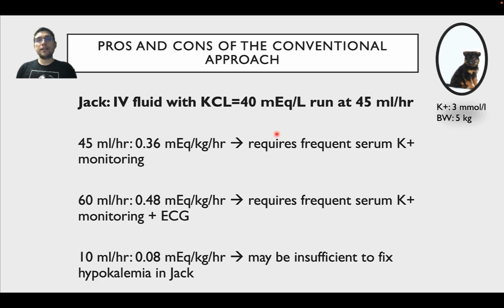Now, if for whatever reason we came up with 60 mL per hour instead of 45 mL per hour due to his ongoing losses, he would be getting his Kmax, and his hypokalemia is relatively mild. So by giving him Kmax in the face of hypokalemia of just 3 millimole per liter, you may overdose him, especially if you're not monitoring him closely, you're not doing ECGs, you're not doing his potassium check frequently.